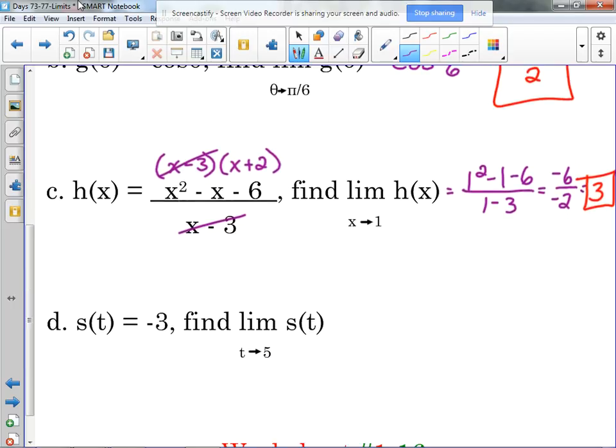Okay, how about this last one? S of t is equal to -3. Find the limit as t approaches 5 of s of t. It would just be what? It's just -3. Okay? This function is a constant function. Everywhere we are, the y value is -3. It doesn't matter if t is 5, if t is -10, if t is 0, if t is -100, it doesn't matter. The y value is always -3, so the limit is always going to be -3.